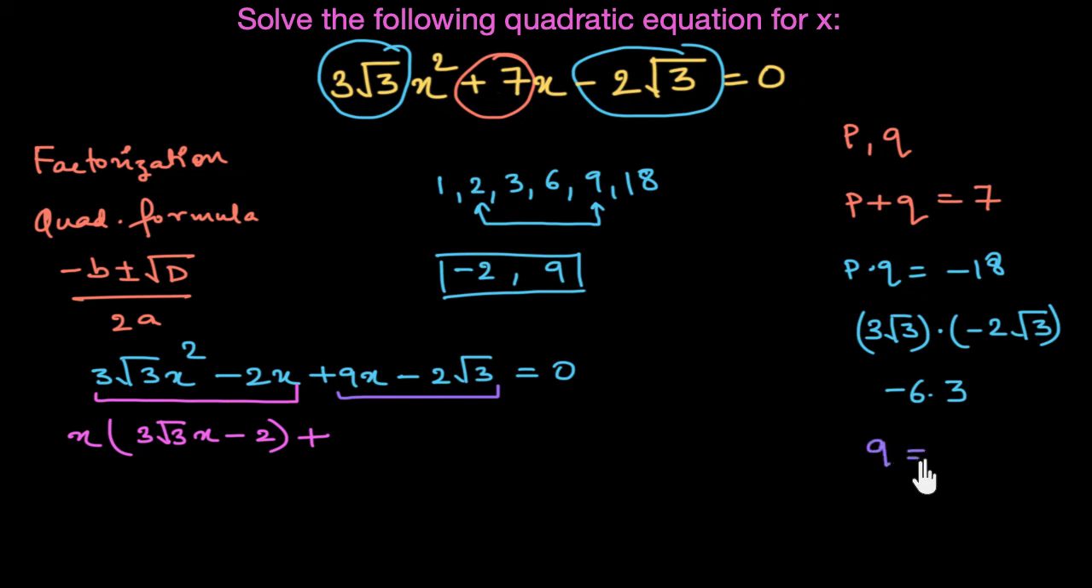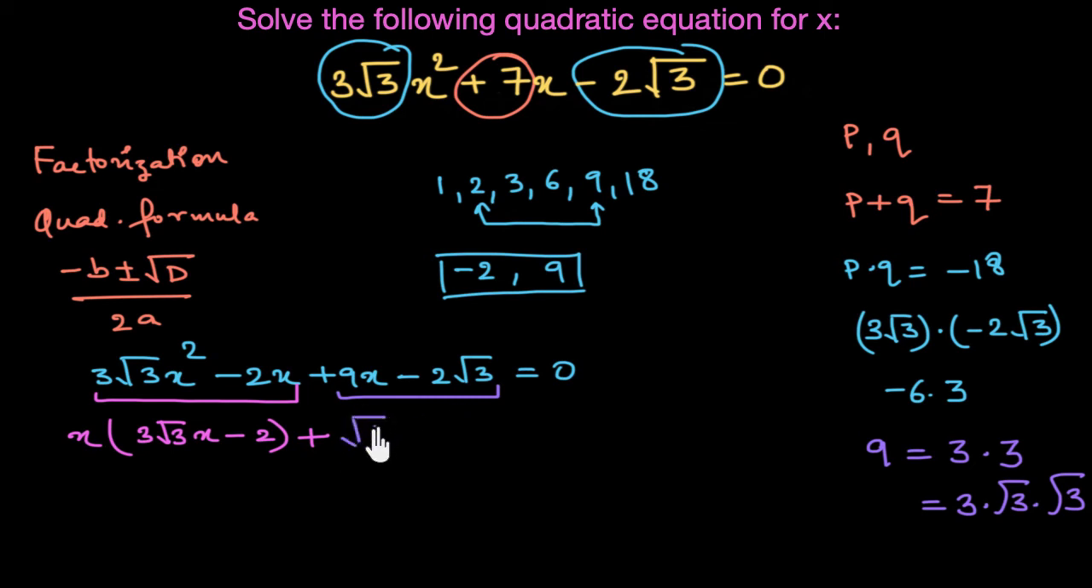And we know that 9 is actually 3 times 3. So this can be split as 3 times square root of 3 times square root of 3. So it means that square root of 3 is actually a factor of 9. So let's pull that out.